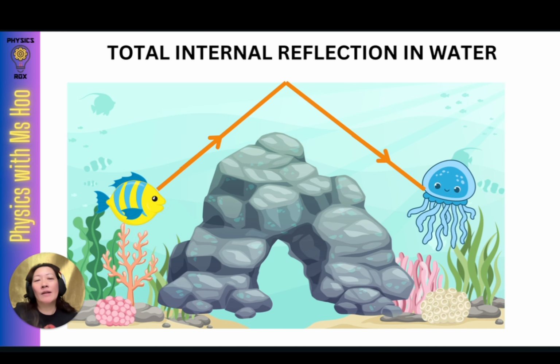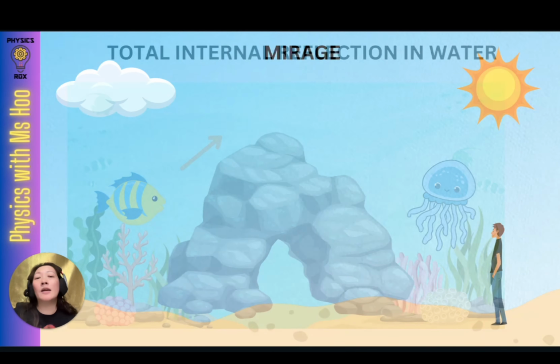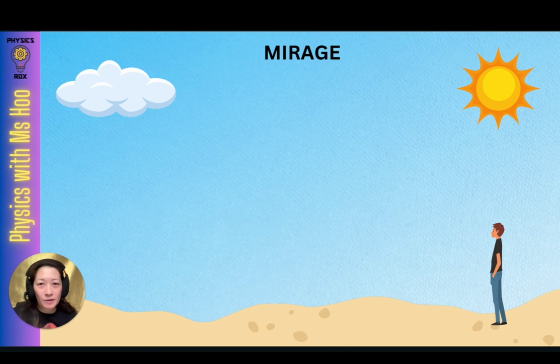Now, total internal reflection not only happens in glass or water, it can also happen in air. And a naturally occurring phenomenon of this is a mirage. Now, what is a mirage? So a mirage is like an optical illusion where we will perceive something to be on the ground when it's not really there. You hear a lot of stories about this in the deserts where people have reported seeing water on the ground, but when you get there, there's no water.